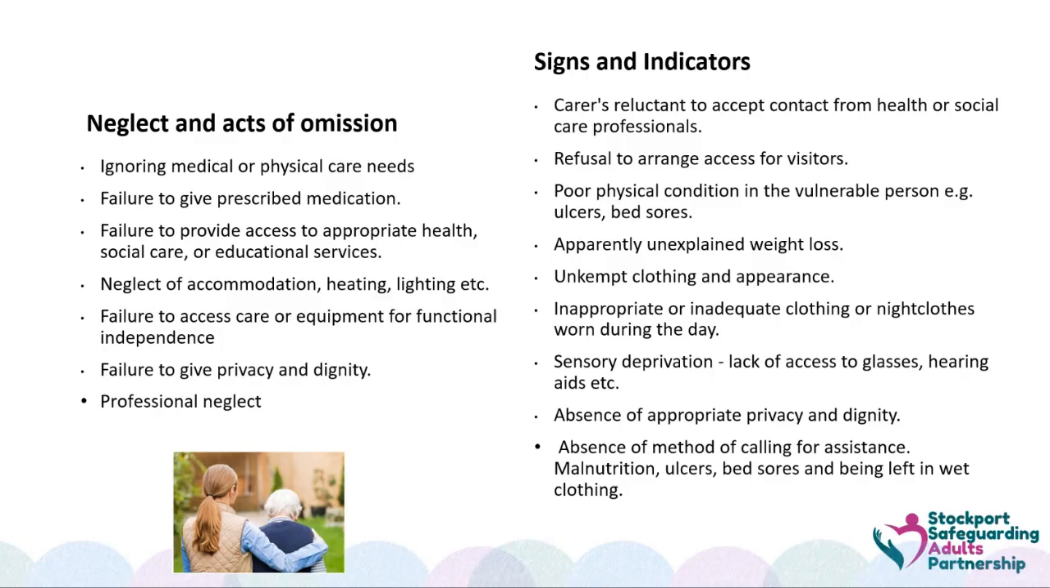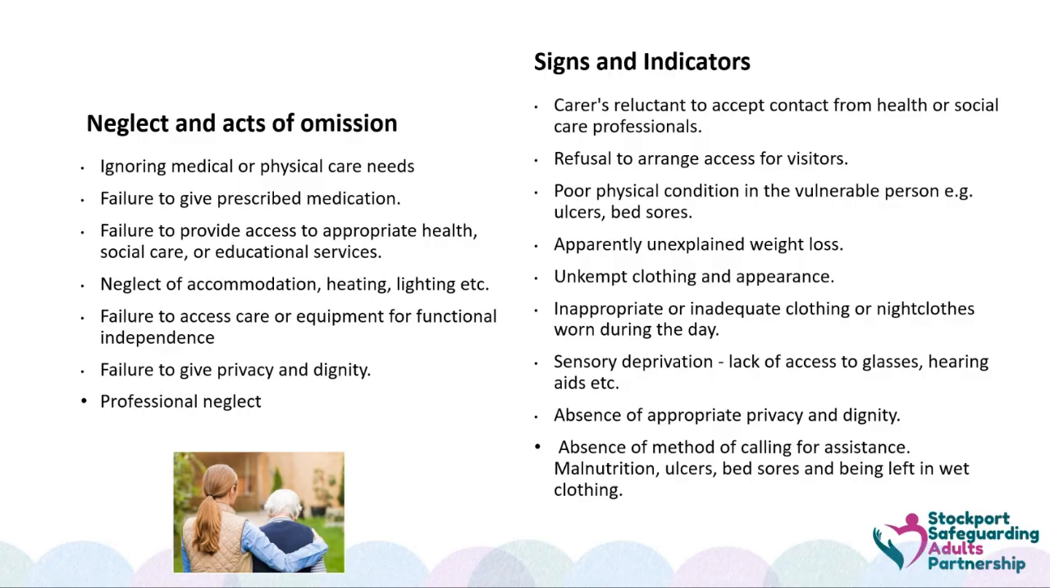Neglect and acts of omission. So you may have an individual who's ignoring medical or physical care needs, the failure to give prescribed medication, that failure to provide access to appropriate health, appropriate social care or educational services. It might be that neglect around accommodation, which could cover the heating, lighting, failure to access care or equipment for functional independence, and a failure to give privacy and dignity to that individual. And this will include professional neglect.